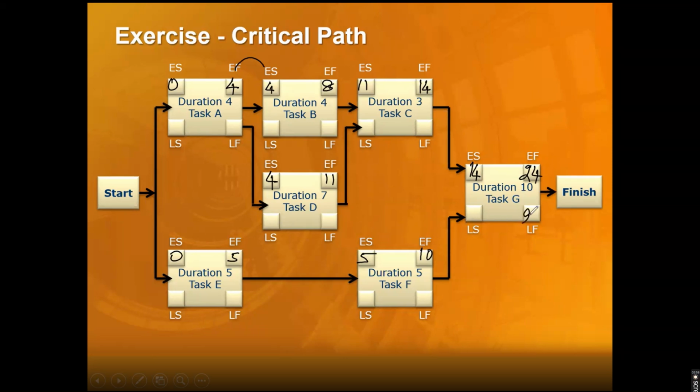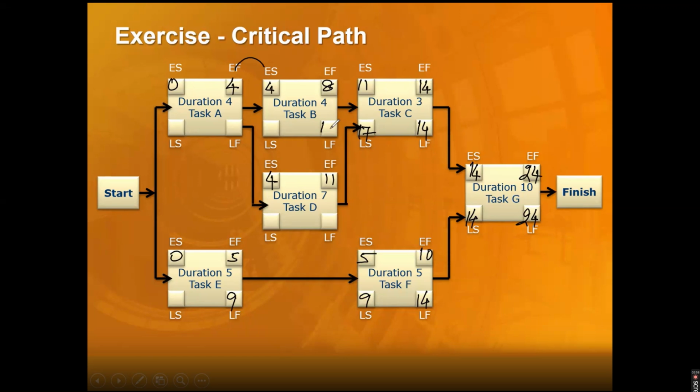Now I will do reverse calculation. 24 comes here. 24 minus 10 is 14. 14 will go here. 14 will come here. Now 14 minus 3 is 17. 14 minus 5 will be 9. So typically 9 will come here. Now here, 17 will come here.